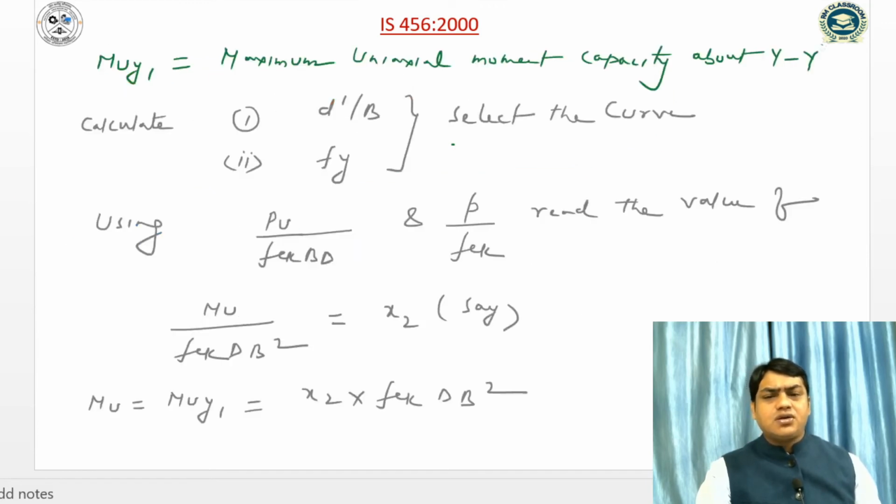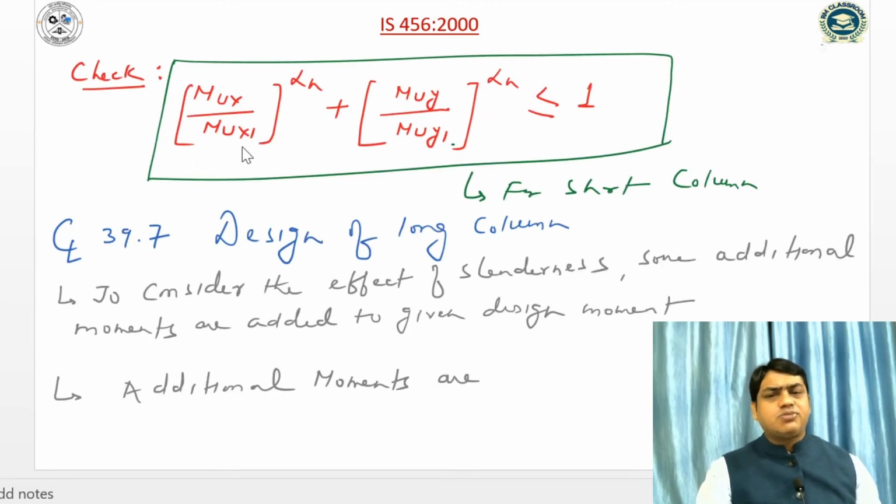Similarly, we can compute the value of Muy1 also. Muy1 can be computed as the minimum uniaxial moment capacity about YY. So compute d dash by b and fy, select the curve, same procedure, Pu by fck bD and p by fck value. Select a curve and compute the value of Mu by fck Db square, let us say it is x2. So Mu can be computed as x2 into fck Db square, and this value will be Muy1. Once we have computed Mux1 and Muy1, we can check (Mux/Mux1)^αn + (Muy/Muy1)^αn less than or equal to 1, then it is safe.